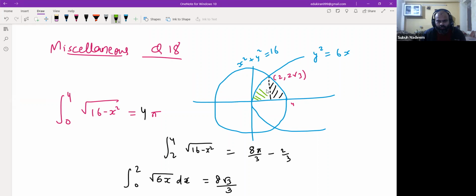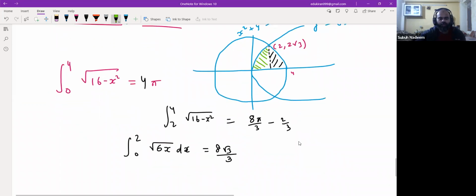And then I added equation 2 and 3. So I added 16 pi by 3 plus 4 root 3 by 3. And then I subtracted it from the area of the circle. Okay, so what you may have done is taken the area of the circle as 16 pi. From there you subtracted 16 pi by 3 minus 4 by 3, right? Is this okay? And minus 16 root 3 by 3. Is it so?